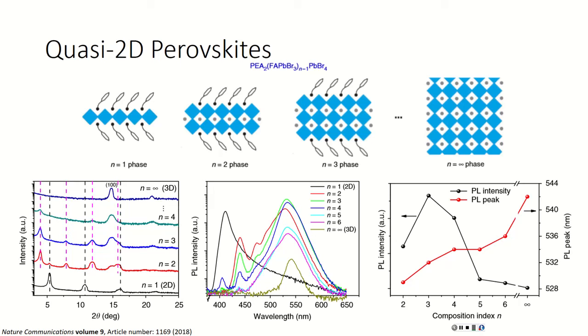So yeah, once again, you see that the N equals 3 composition did have the highest intensity, with 4 coming in second place, and a composition of 2, or the one layer past the 2D, was third best.